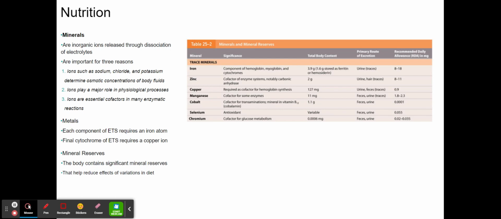Your body contains significant reserves of several important minerals. These reserves help to reduce the effects of variations in the dietary supply. However, the reserves are often small. Chronic dietary reductions can lead to a variety of clinical problems. Alternatively, a dietary excess of mineral ions can be equally dangerous because storage capabilities are limited. Problems involving iron are particularly common.